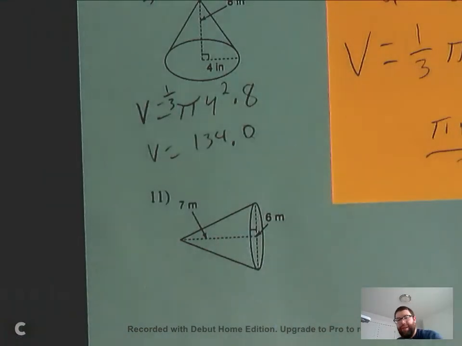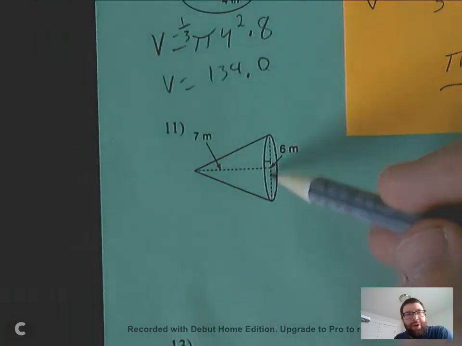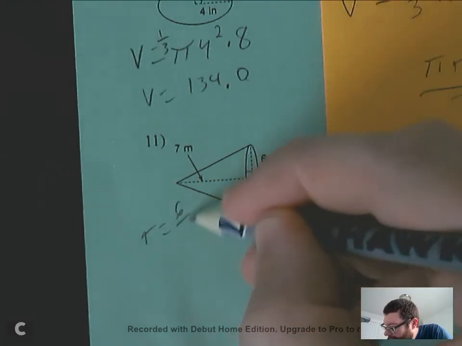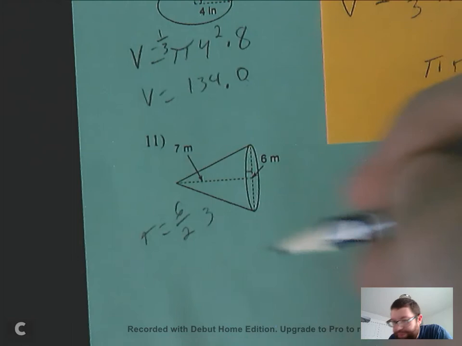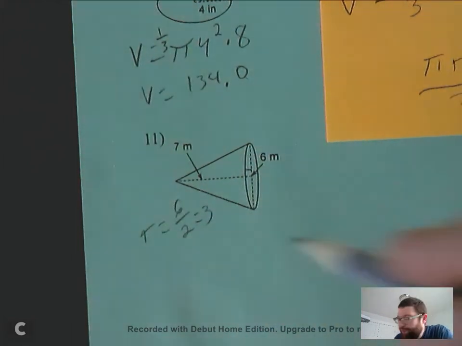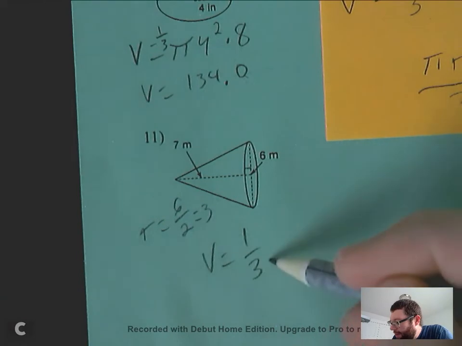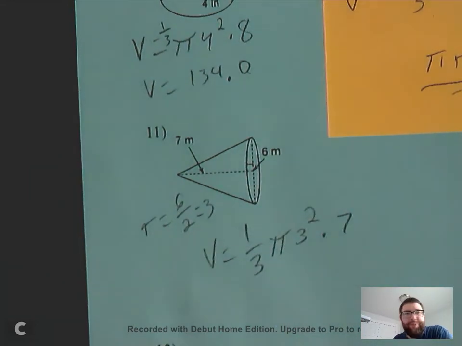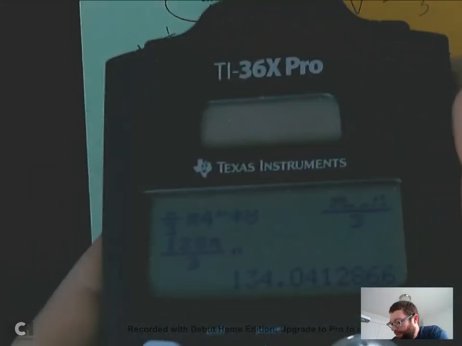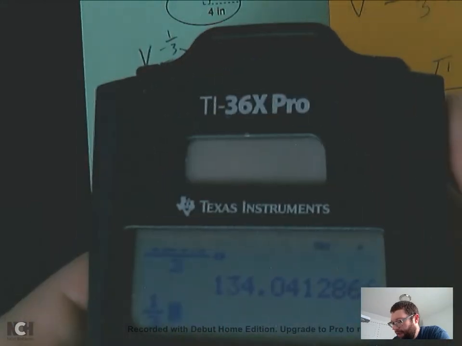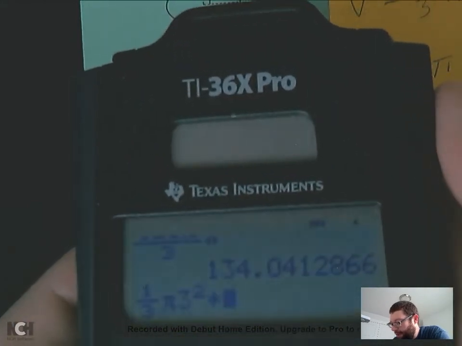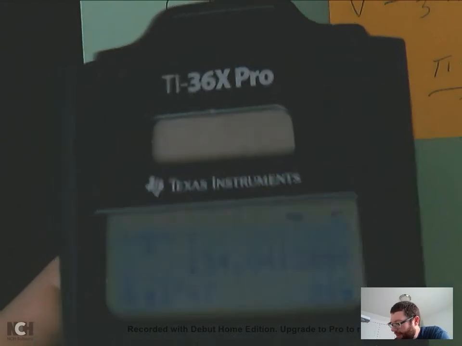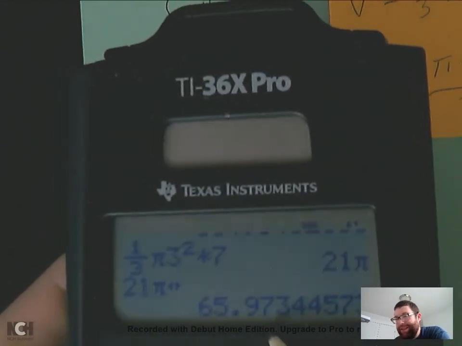All right. Let's try another one. So this cone has a diameter. So again, first thing is you would figure out what half of that is. So 6 divided by 2 is 3. So radius is going to be 3. So volume equals 1/3 times pi 3 squared times my height, which is 7. So that's what I put in my calculator. So 1 fraction button 3, and then pi 3 squared times 7. And I get 21 pi, and I want that as a decimal, so 65.97.